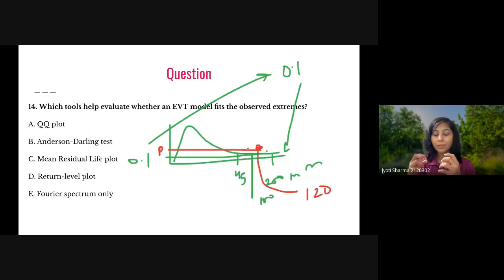We need to fit our data into that distribution very carefully. So for that we have to apply some test whether this distribution is fitting our data in a nice manner or not. So we need to test whether a distribution function is fitting our data in a better way or not. So what tests, what plots can we do to see whether these models are fitting our observed extremes or not? So the one is the QQ plot. Okay, let me tell you now.